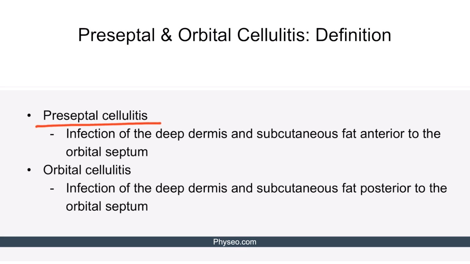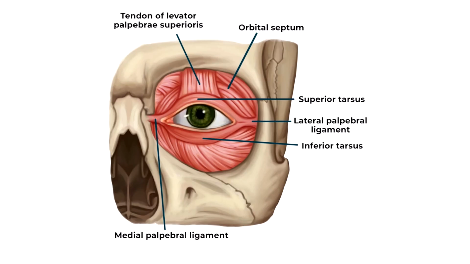Preseptal cellulitis is an infection of the deep dermis and subcutaneous fat anterior to the orbital septum. Orbital cellulitis, in contrast, is an infection of the deep dermis and subcutaneous fat posterior to the orbital septum. Let's take a look at what the orbital septum is. Here you see the orbital septum.